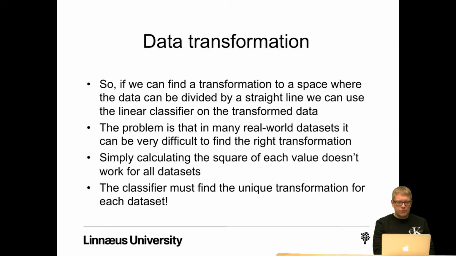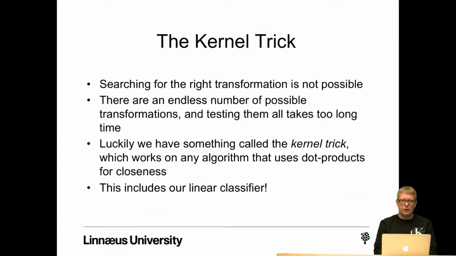So if we can find a transformation to a space where the data can be divided by a straight line, we can use the linear classifier on the transformed data. The problem is that in many real-world datasets, it can be very difficult to find the right transformation. Simply calculating the square of each value doesn't work for all datasets. It doesn't work for the flame dataset, for example. The classifier must find the unique transformation for each dataset. And searching for the right transformation is usually not possible. There's an endless number of possible transformations, and testing them all takes too long.